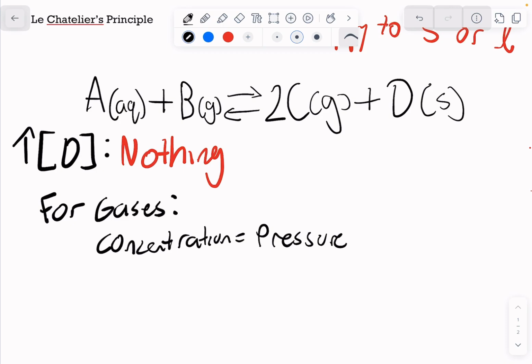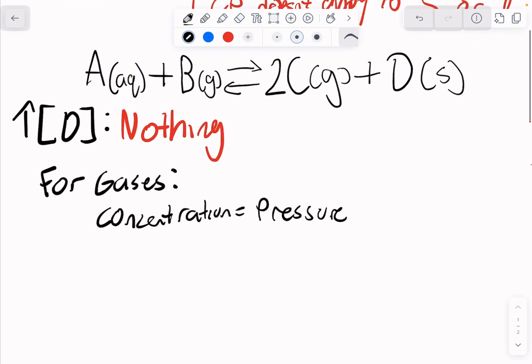What is concentration? It's the amount in a certain volume. Pressure is the same thing for gases. So when we refer to gases in Le Chatelier's principle, instead of saying we're increasing the concentration of this gas, we often say we're increasing the pressure of this gas. The partial pressure of B, the partial pressure of C. So let's think about that. What would happen if we increased the partial pressure, the concentration, the pressure of B?